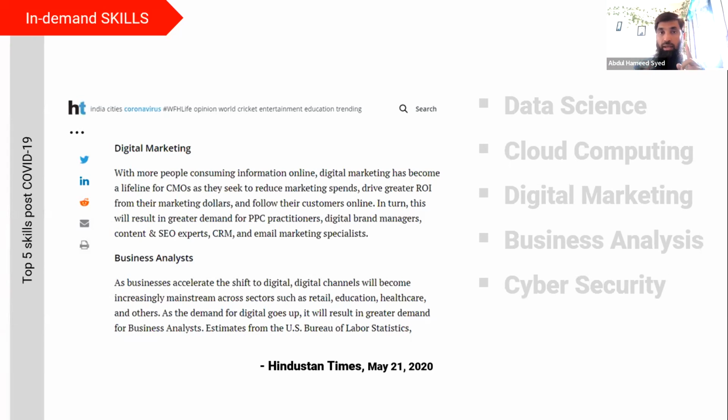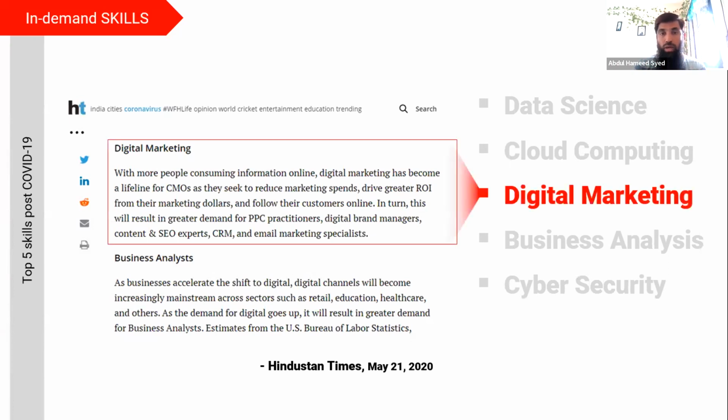ठीक है, तो ये 5 skills क्या होंगे? One is data science, then cloud computing, then you have digital marketing, you have business analysis, then you have cyber security. Now I'm not going to talk about the other 4 stuff क्योंकि इसके बारे में already बहुत सारे experts यहाँ पे बैठे हुए हैं, they can talk about that. My expertise is in digital marketing, so I'm going to talk about digital marketing, which is one of the top 5 courses or the top 5 career options post COVID.